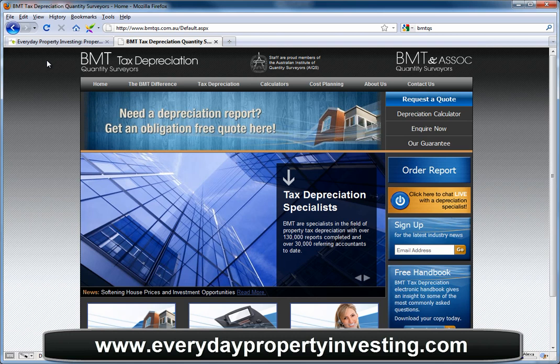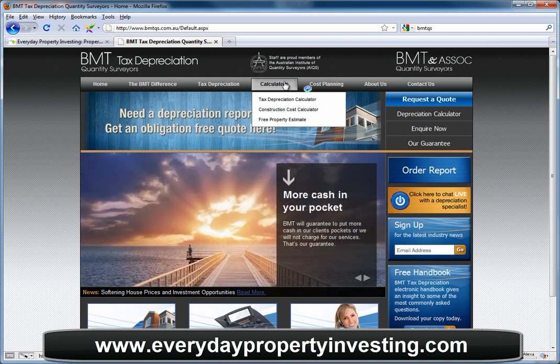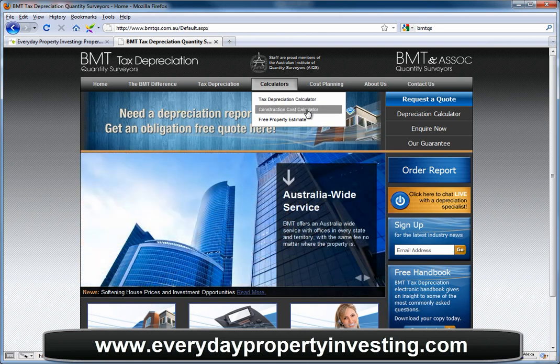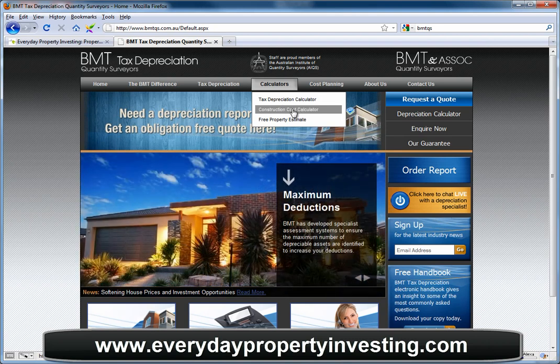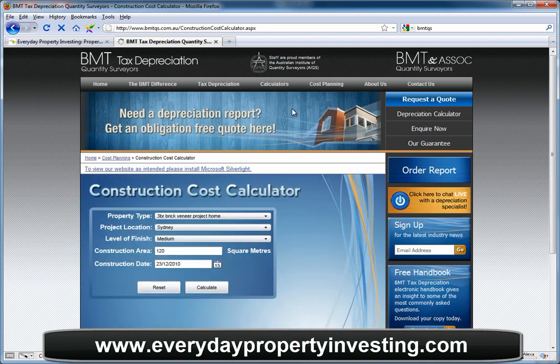But today what I'm here to show you is the calculator functions available on this website, which can be quite useful. There are two here, a tax depreciation and a construction cost calculator, and we're going to have a look at those two today. As you may be aware, I'm involved at the moment in a townhouse development, my first development project, very exciting stuff. This construction cost calculator would be a useful tool in the process of estimating the costs of development.